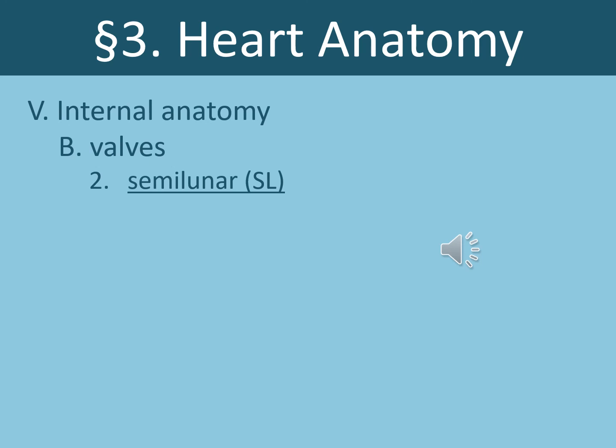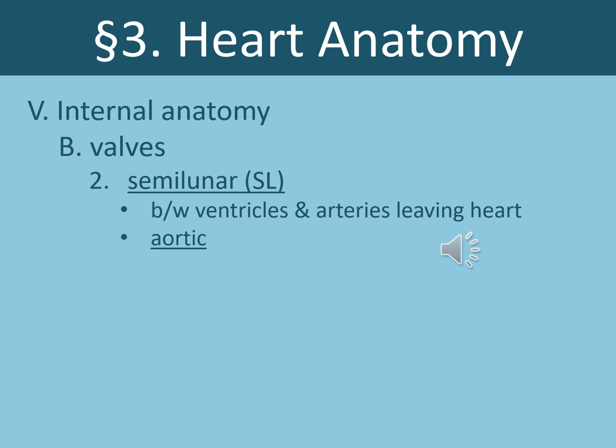The next set of valves are the semilunar valves. These are found between the ventricles and the arteries that carry blood away from the heart. The aortic semilunar valve is found at the base of the aorta, and the pulmonary semilunar valve is found at the base of the pulmonary arteries.